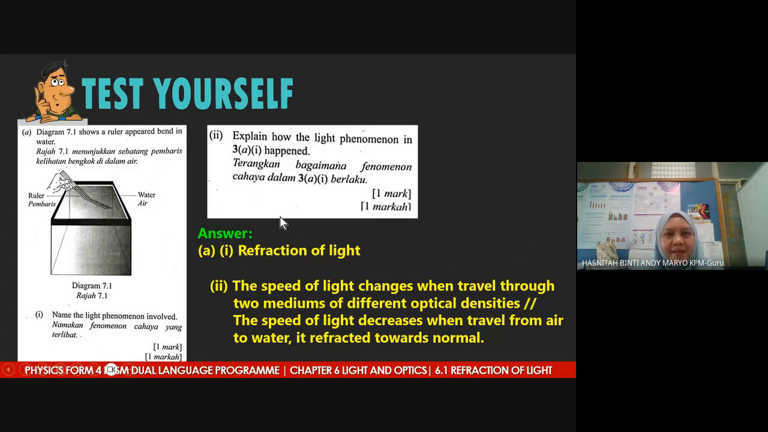So I repeat how we explain: the speed of light changes when traveling through two mediums of different optical density. So this is the general answer. Or you can be more specific, which is better. So you understand the speed of light decreases when traveling from air to water, so it refracts towards the normal. Okay, maybe you can write this answer in the blank space provided in your module.